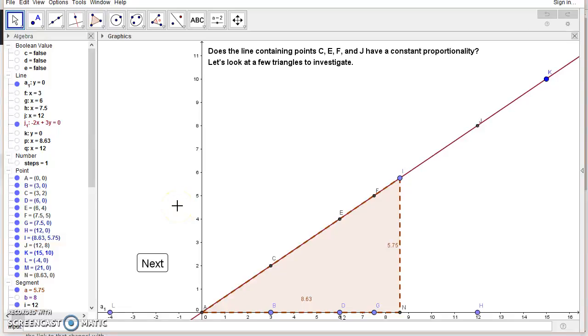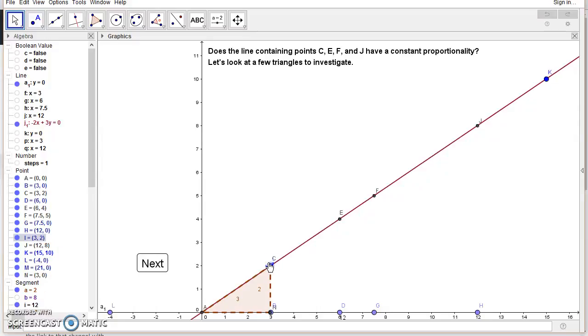Hello. Today we are working to find out if the line containing points C, E, F, and J has a constant proportionality. Let's look at a few triangles to investigate and see if that's true. By using point I, we can create a lot of different triangles.